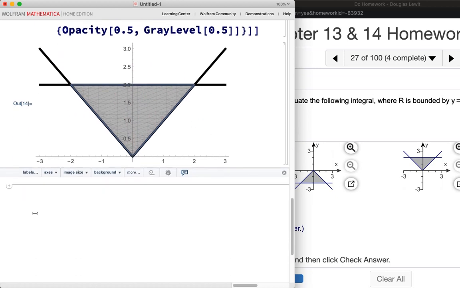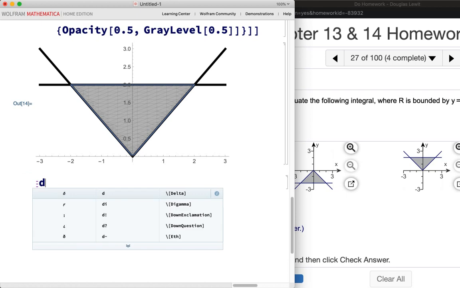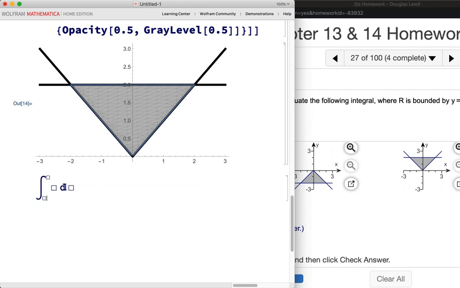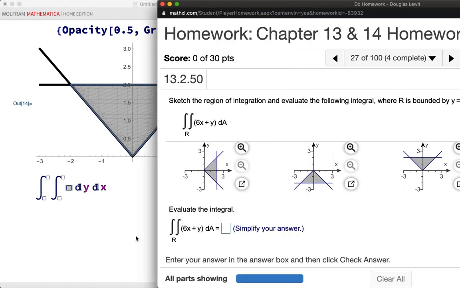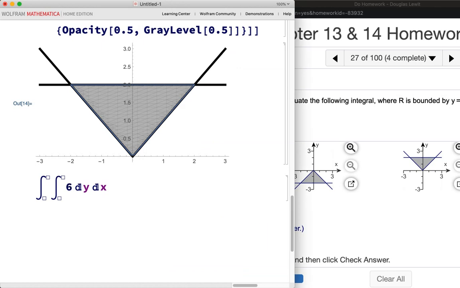So to set up this problem, just like before, I create my definite integral. And of course, I have an iterated integral. Initially, we are integrating with respect to y, and then on the outside, we're integrating with respect to x. The function is 6x plus y, and I strongly recommend that you use parentheses.